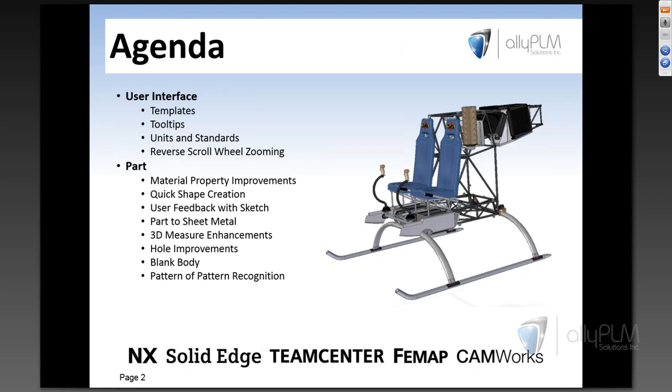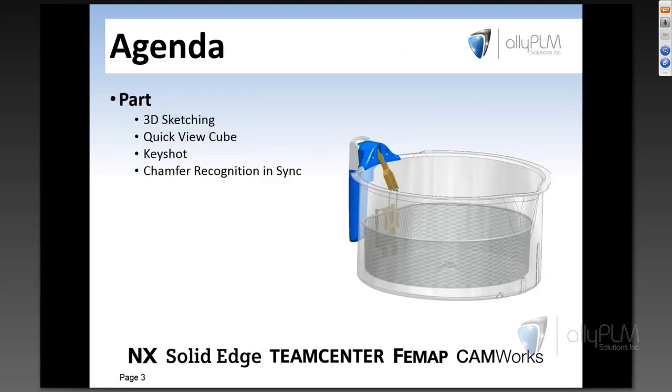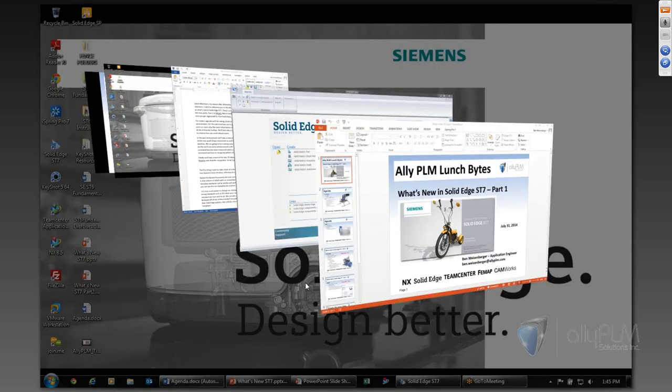And also the new blank body command and how to recognize patterns of patterns. Finally, we'll take a look at the new 3D sketching options, the new quick view cube, as well as KeyShot and chamfer recognition. So let's go ahead and get started.